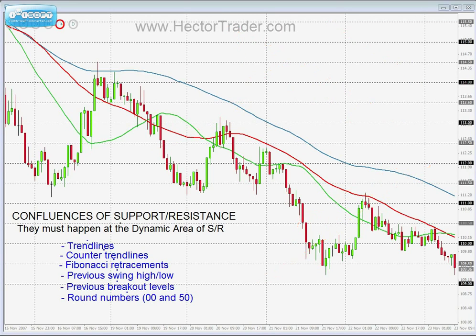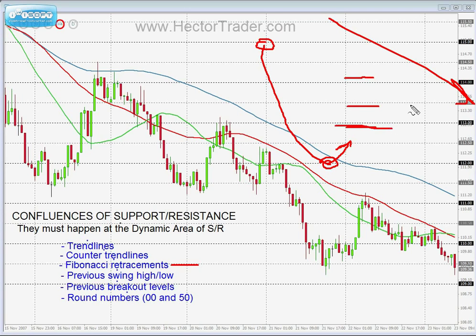Thirdly, the third element I usually look for in order to build up my confluences are Fibonacci retracements. You know what a Fibonacci retracement basically is: you have a swing low, let's assume in a downtrend. You measure the top of the swing with the low of the swing, and then you get different levels of possible retracements. As price retraces back up, it might find resistance at these different levels.